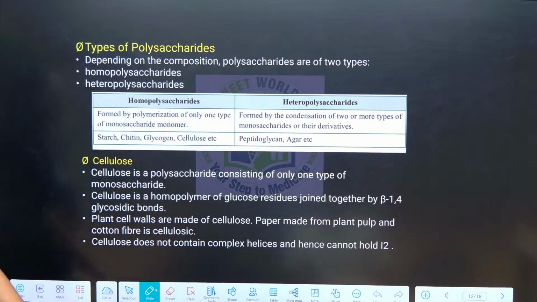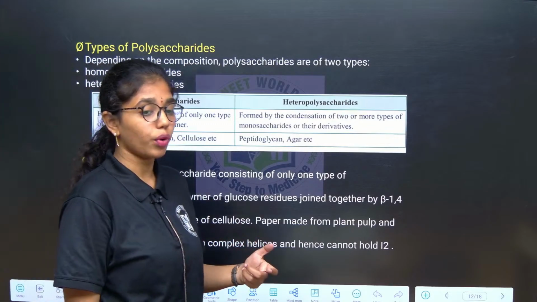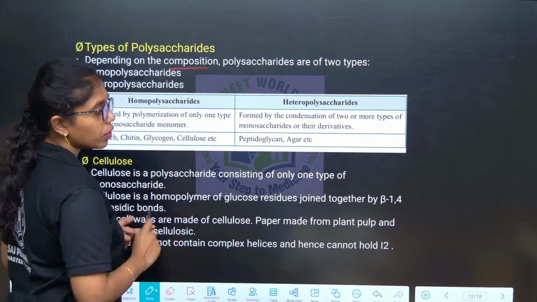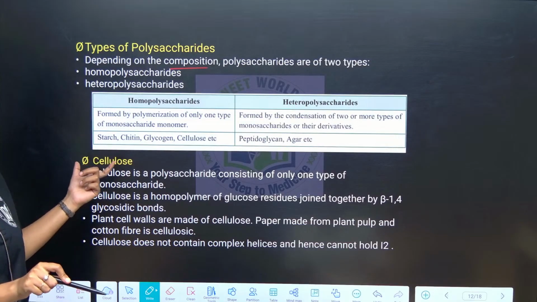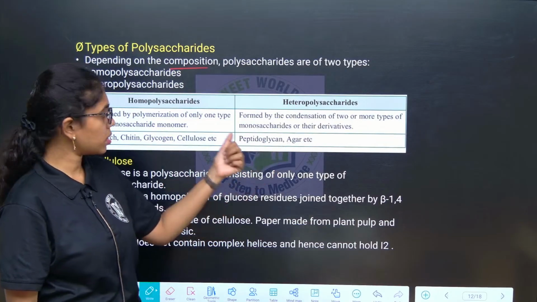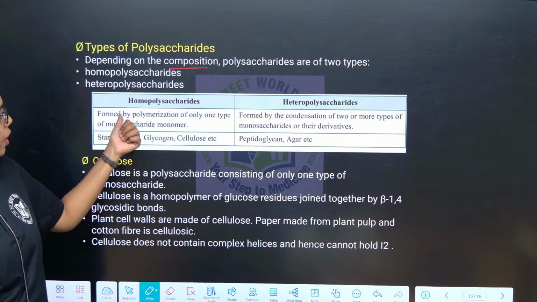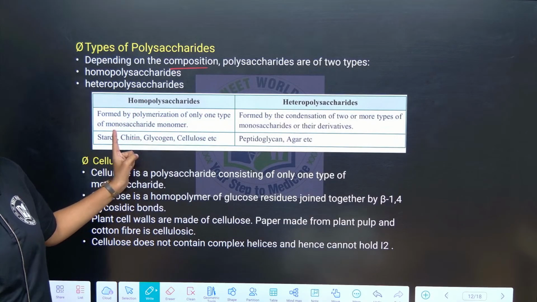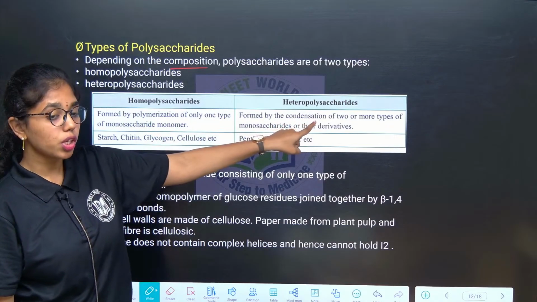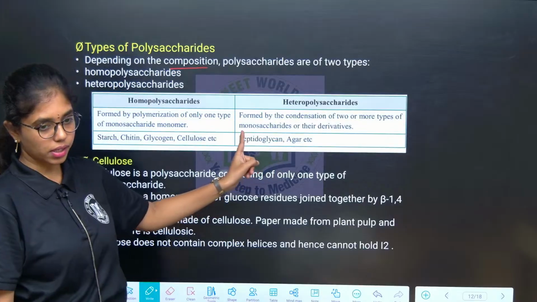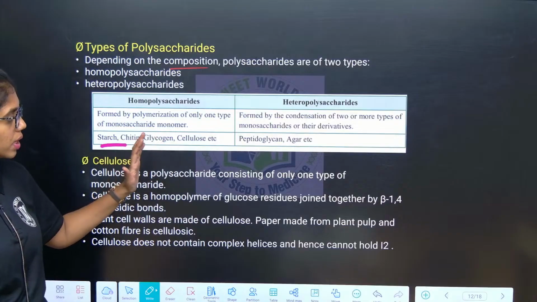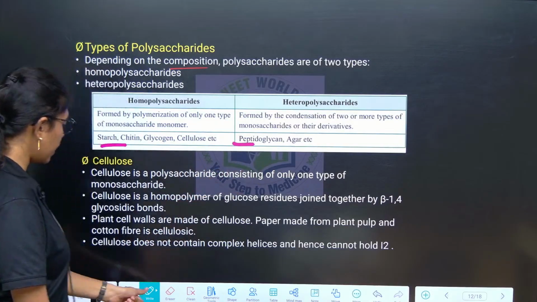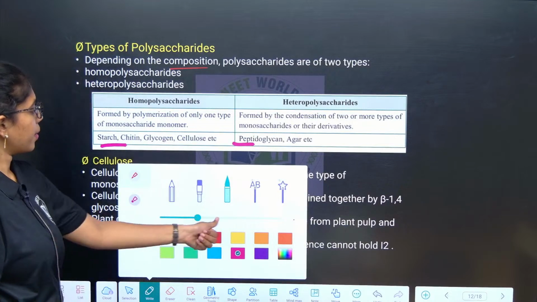Yeah, you can see here the types of polysaccharides. Types of polysaccharides are formed based on what? Based on the composition of the sugars, whether it is composed of the same monosaccharides or different monosaccharides. You can clearly see the definition here. They are formed by polymerization of only one monosaccharide monomer. Here they are formed by condensation of how many? Two or more monosaccharides or their derivatives. Best examples here are starch, chitin, glycogen, cellulose, peptidoglycan, agar. Clear?